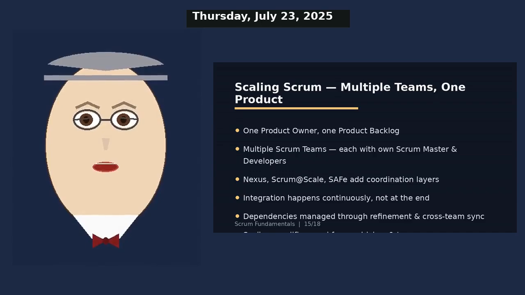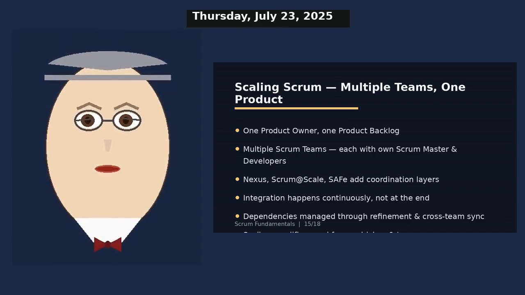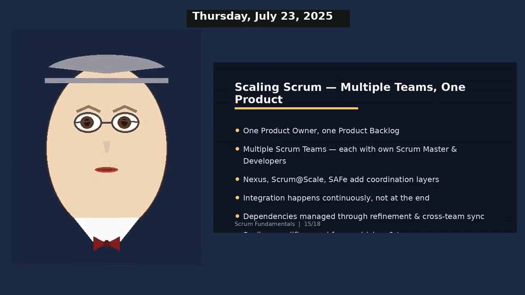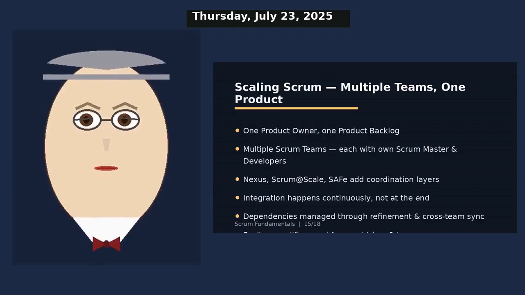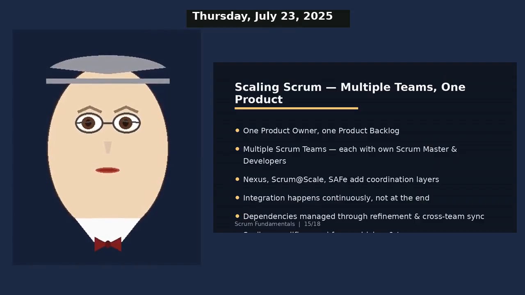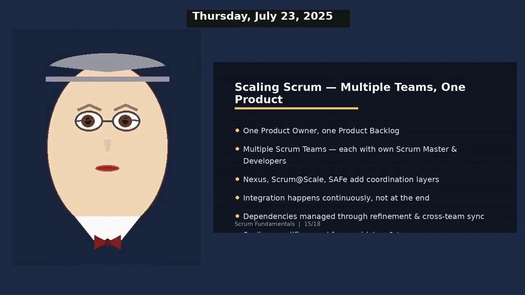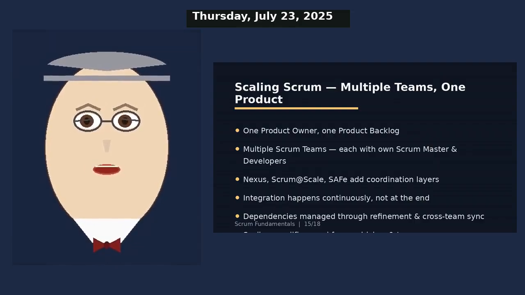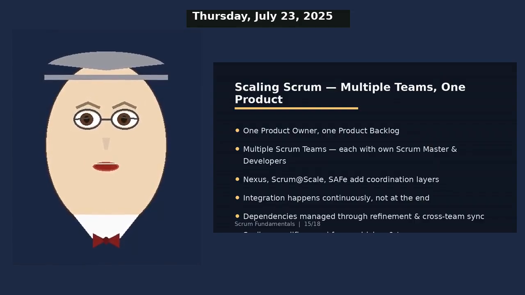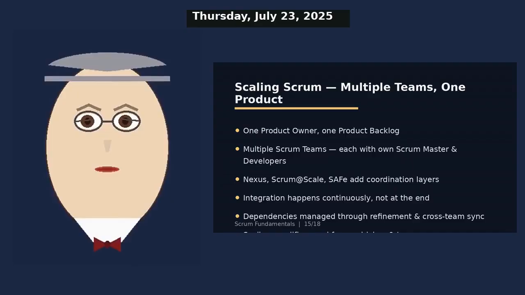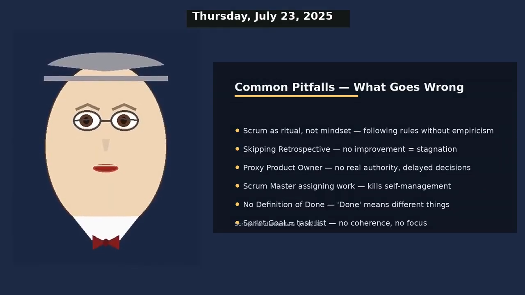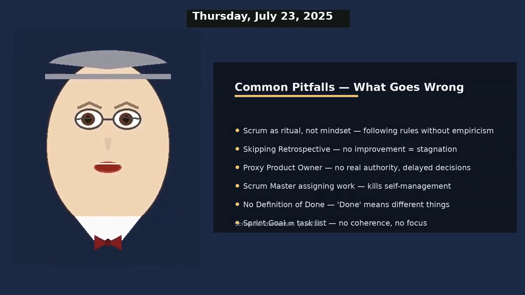Scaling Scrum. When one team is not enough, multiple Scrum teams work from a single product backlog. Nexus, Scrum at scale, and SAFe add coordination and layers, but the core remains. One product owner, one product backlog, multiple Scrum teams, each with their own Scrum Master and developers. Integration happens continuously.